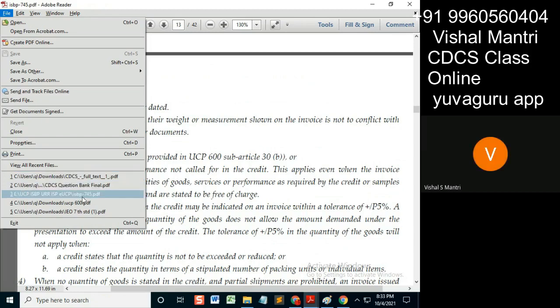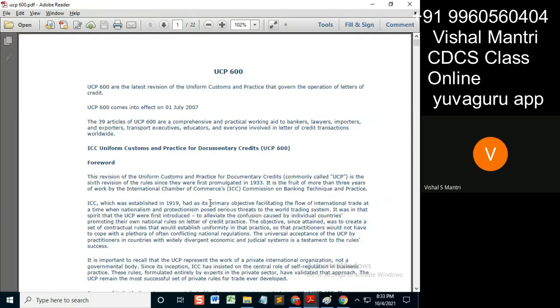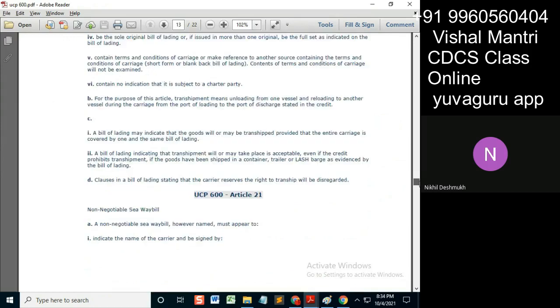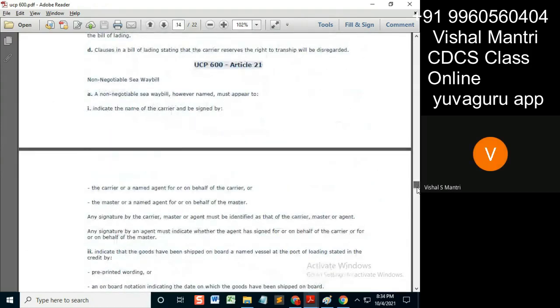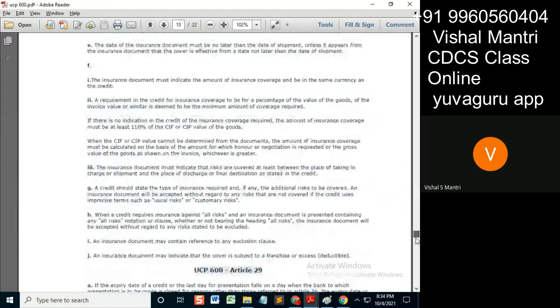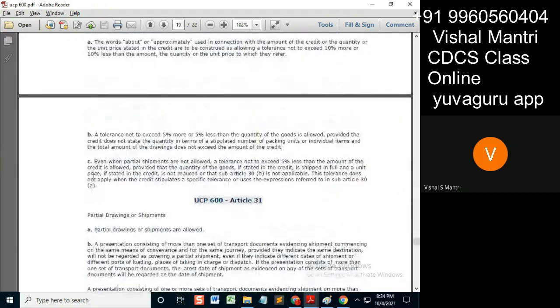Means you are saying this quantity is increased, but the amount is still less than the original credit amount. So this scenario is also possible under 30B. Yeah, it is possible. Here, what the sense of this article 30B is, see this over here.